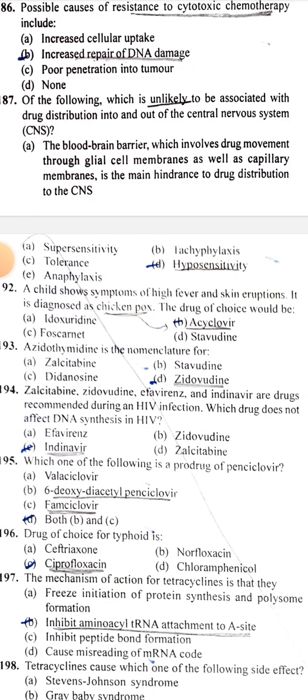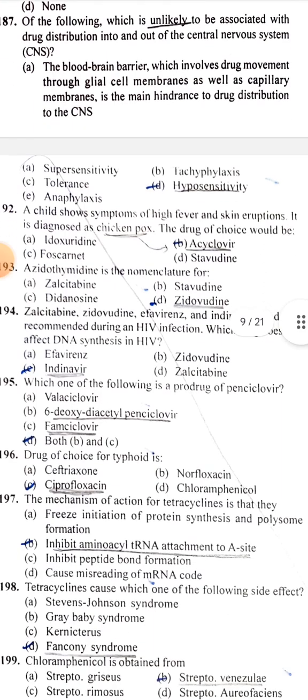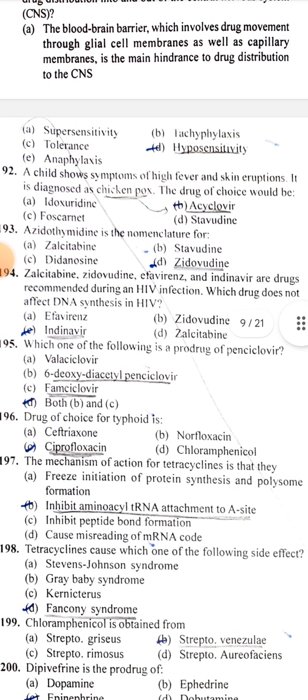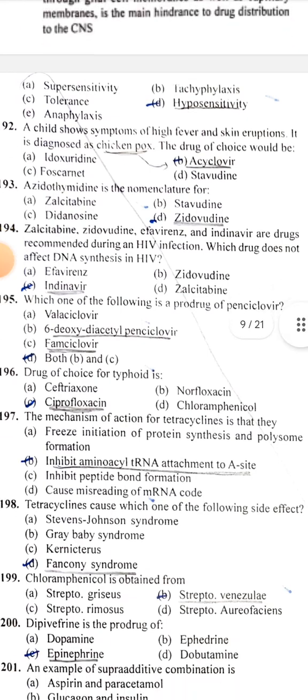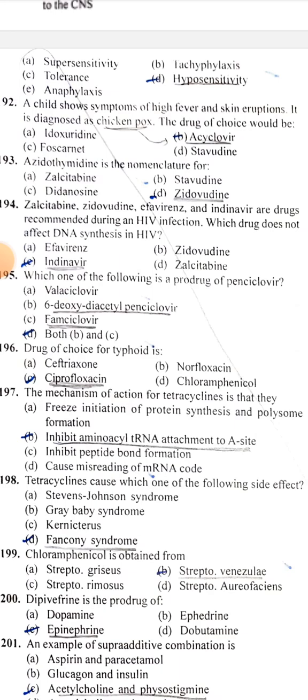Azidothymidine is the nomenclature for zidovudine. Zalcitabine, zidovudine, efavirenz, and indinavir are drugs recommended during an HIV infection. Which drug does not affect DNA synthesis in HIV? Indinavir. Which one of the following is a prodrug of penciclovir?